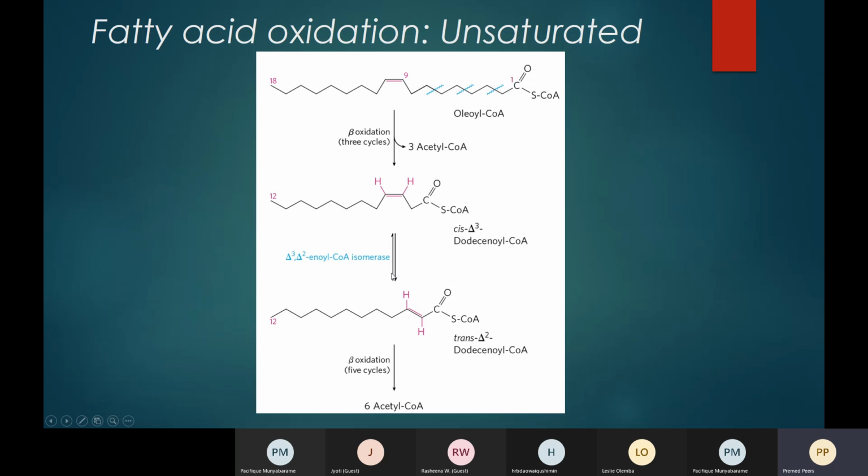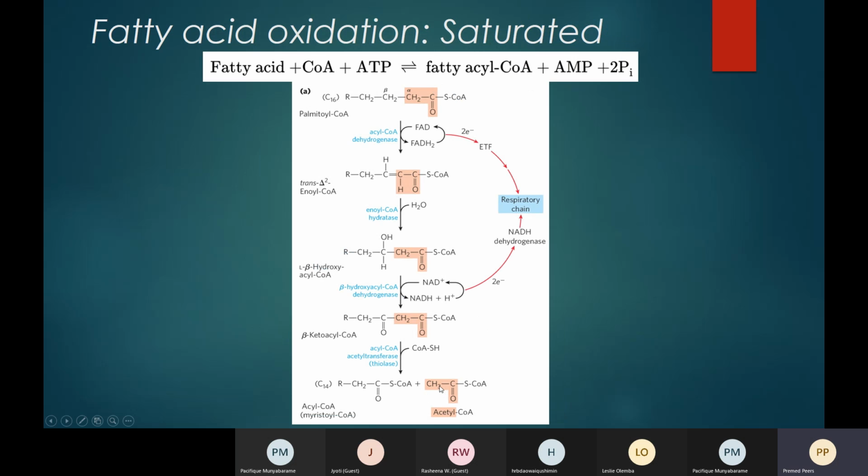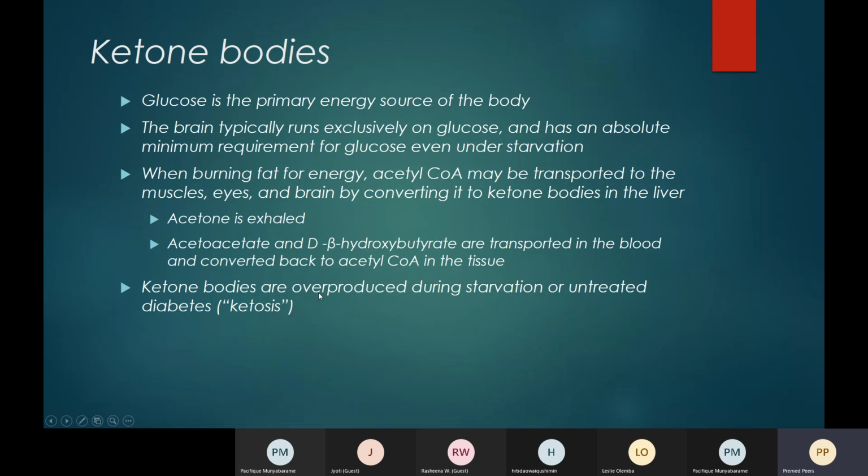It's also a little bit different and a little bit more complicated if you have a fatty acid chain that is odd numbered. Because remember, we're chopping off 2 carbon chunks, so if it's odd numbered, then it kind of messes everything up. But again, the details of that aren't important here.